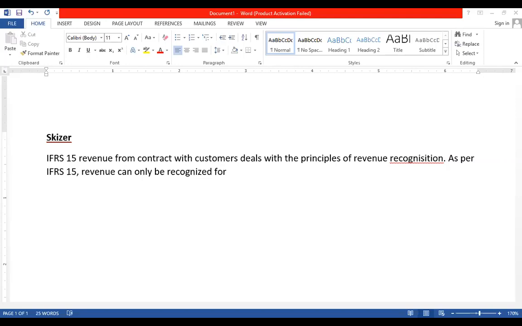Exactly, Harun, but the question is talking about IFRS 15. That's why we have to answer it as per IFRS 15. So we are going to say that as per IFRS 15, revenue can only be recognized for the contract with the customers.